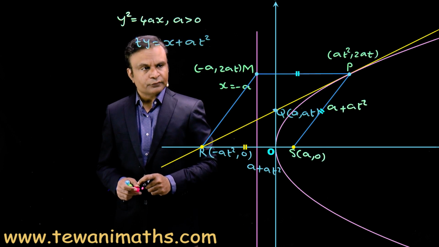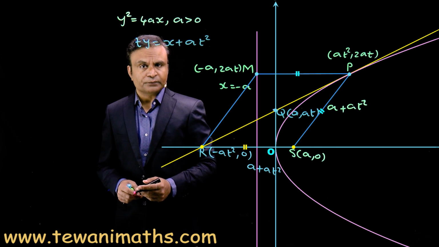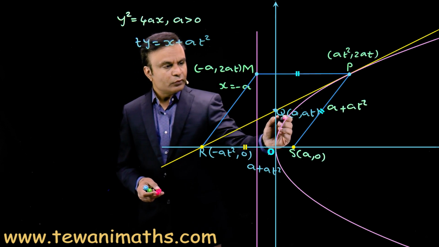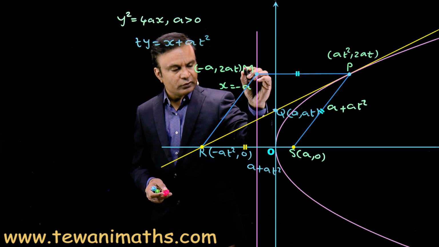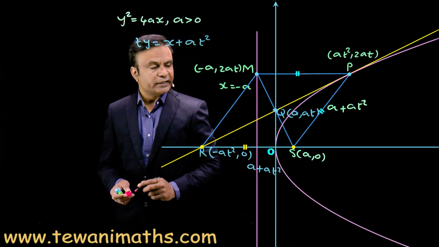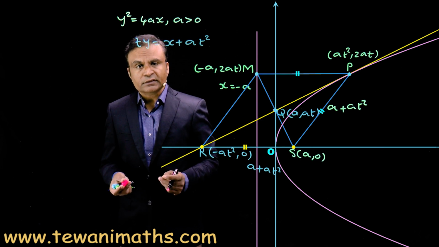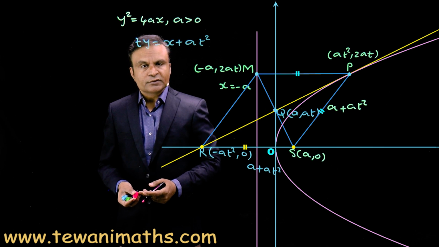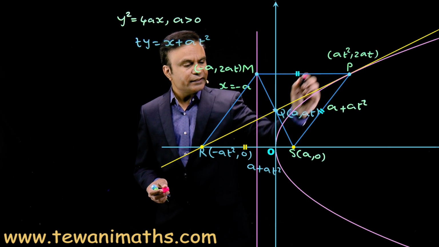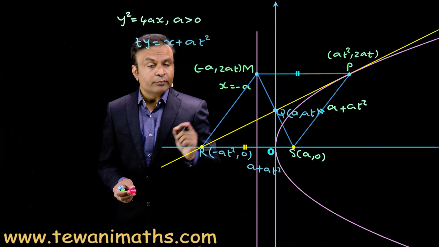Now if you observe here carefully, the coordinates of midpoint of SM are (0, at). Using section formula, we can get these coordinates. Coordinates of point Q are also (0, at). That means diagonal SM passes through point Q, which is point of intersection of tangent at point P with y-axis. Now in rhombus, diagonals are perpendicular. So we can say that foot of perpendicular from focus upon tangent line lies on tangent at vertex. This is very important finding.